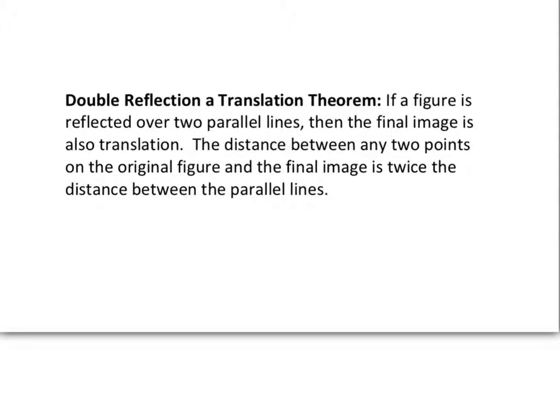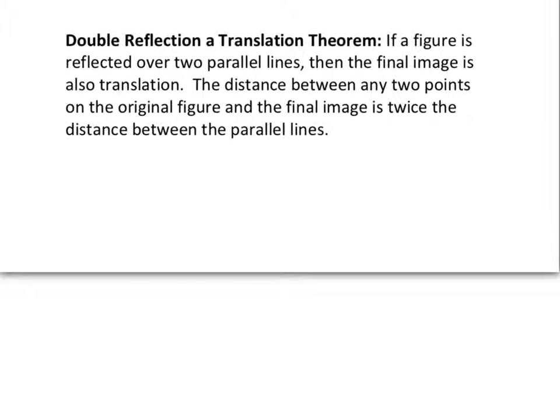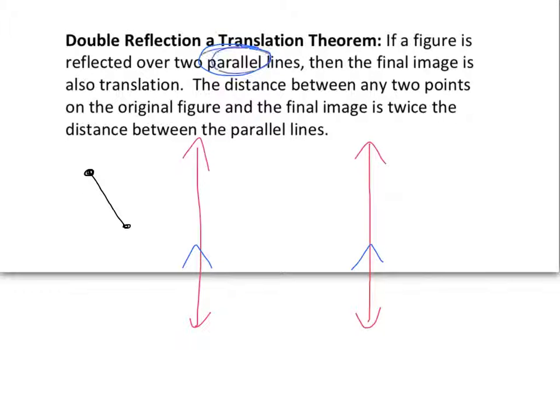Now, double reflection is a translation theorem. This is one of those more difficult things for you to understand, so pay attention to this example. If you have a figure, let's just say a line segment because they're the easiest to see, and you reflect it twice, over two lines. But unlike the last double reflection theorem, where the two lines were intersecting, these two lines are going to be parallel. We're going to draw one line, and then another line over here. Those two lines have to be parallel. Remember, parallel, very important, gotta be parallel.